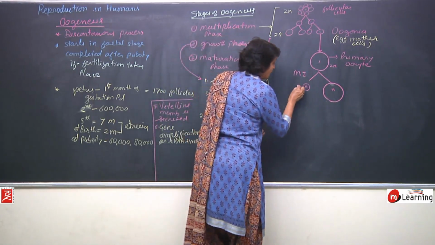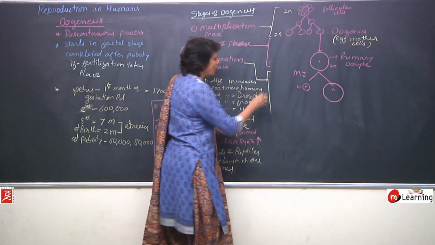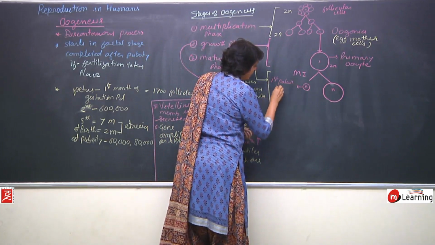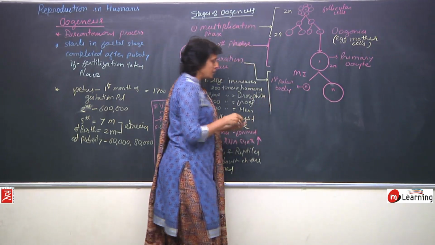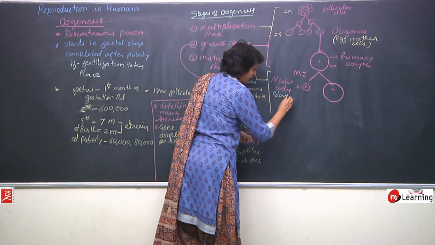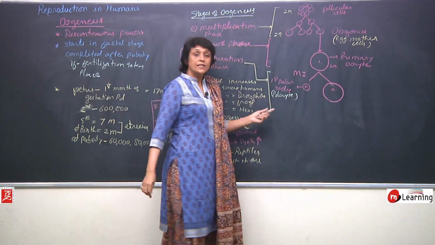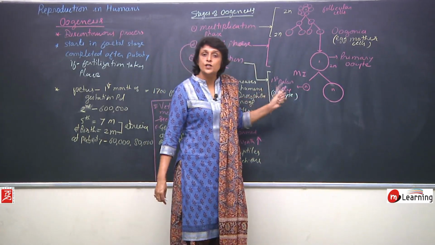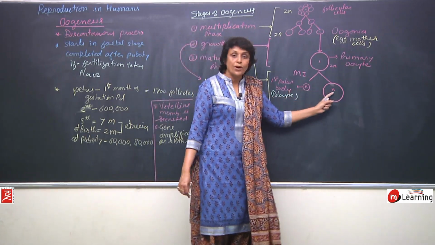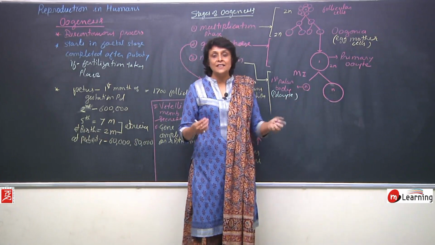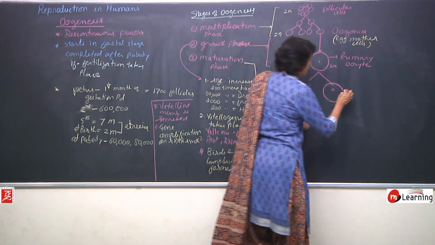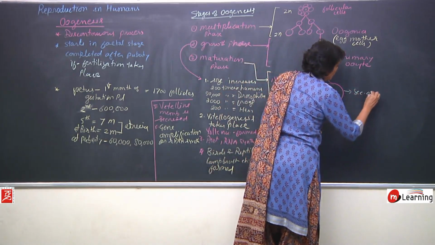So this smaller cell which is formed is called the first polar body. There is one more term which is given to these polar bodies, they are known as polocytes. So the first one which is formed is called the first polar body. And the other large cell which has a haploid nucleus and has retained almost the complete cytoplasm is called the secondary oocyte.